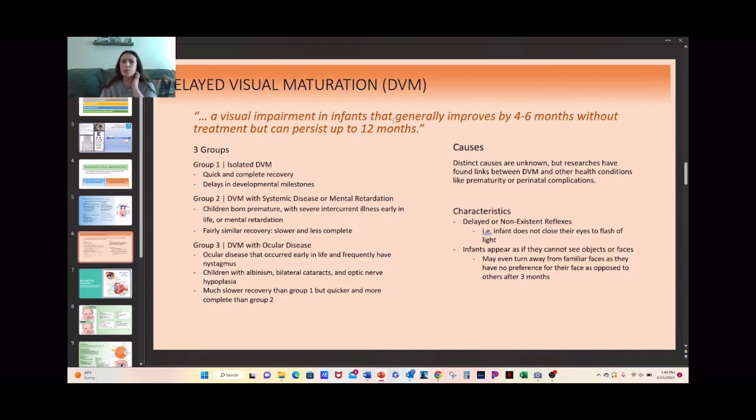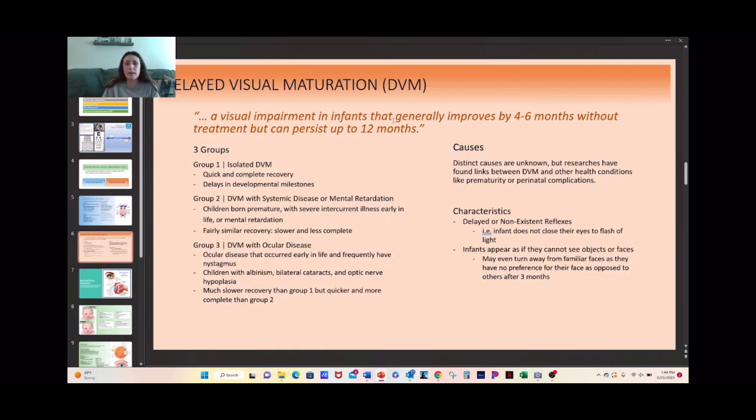Group 2 refers to children with DVM and systemic disease or mental retardation. Children in this group are usually born premature with severe intercurrent illness early in life or diagnosed with mental retardation. Recovery is fairly similar to those in group 1, however, it tends to be much slower and can be less complete.